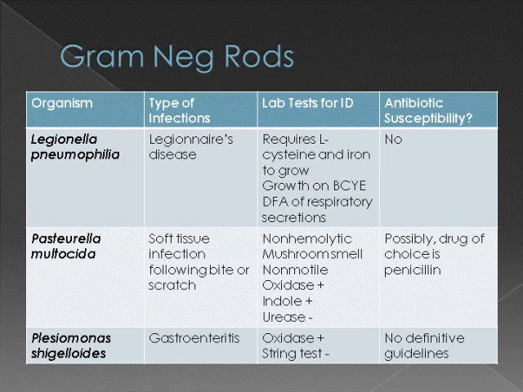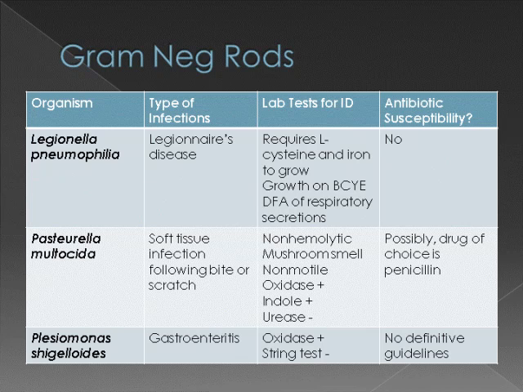Then we have Pasteurella multocida. It causes some soft tissue infections following a bite or scratch, usually from a cat. This one is non-hemolytic and can have a mushroom smell to it. It's non-motile. It's oxidase positive and indole positive, but it is urease negative. And susceptibility may be possible. Usually the drug of choice is penicillin.